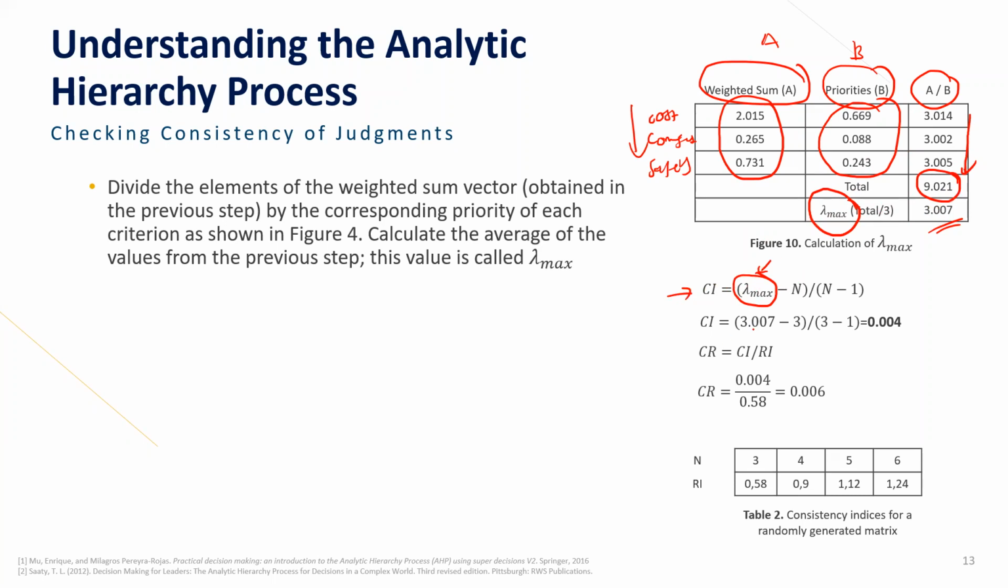Then after you have this number, you can plug it into the CI formula. So it becomes 3.007, we have 3 criteria, so minus 3, divided by 3 minus 1. And then you get 0.004. And then we go to calculate the consistency ratio, which is CI divided by RI. CI, you got 0.004. RI you get from the table. If you have 3 factors, you have 0.58. So you get 0.006.